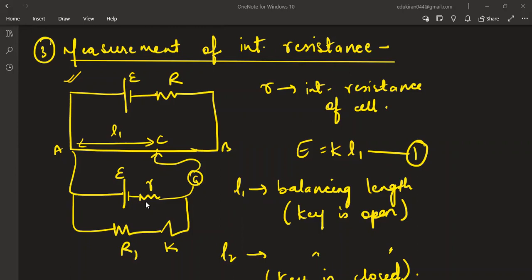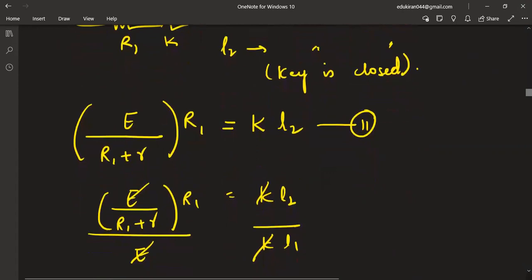Unless you observe the null point. And again, same thing, how to observe the null point? When you see that the galvanometer has stopped showing any sort of deflection. Fine. So see, when the key is open, then you'll obtain one length L1. And in the same way, when you have closed the key, means current is flowing, circuit is active, here also you will obtain one more length L2.